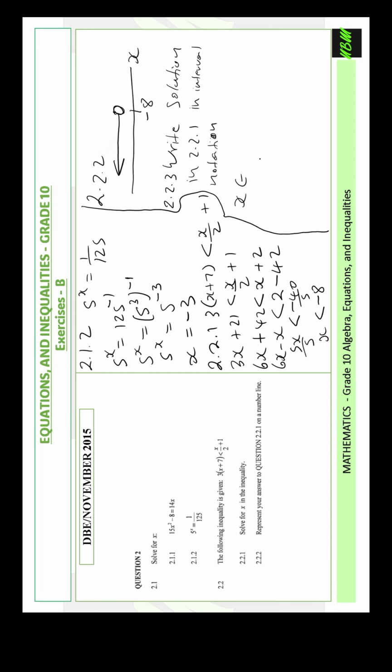Meaning the biggest value that is less than -8 will be -8. Meaning we are starting from somewhere. Where are we starting? Look at our 2.2.2. We are saying from -8 going to the left. This arrow means that up to -infinity. So we are starting from -infinity. We are stopping at -8. From -infinity to -8.